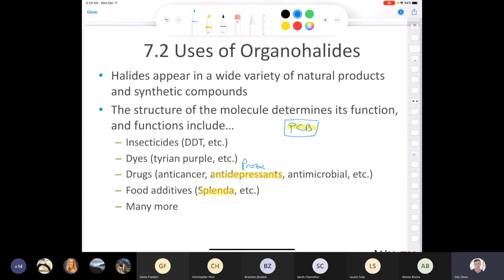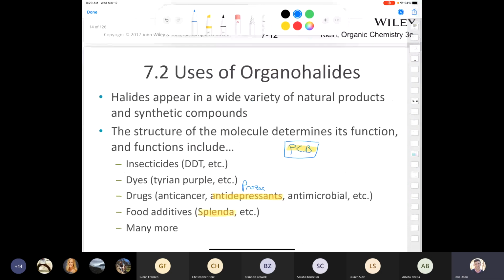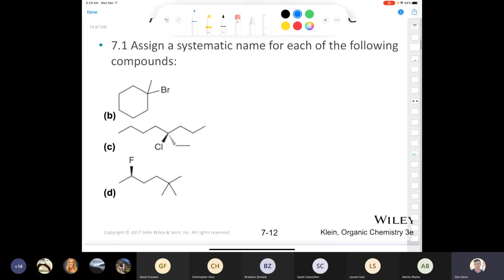Anyhow, the book goes into quite a little bit of detail about this. So, kind of interesting stuff. It's always fun to learn what these kinds of compounds are used for. All right. Well, let's step back here and try some more nomenclature problems.